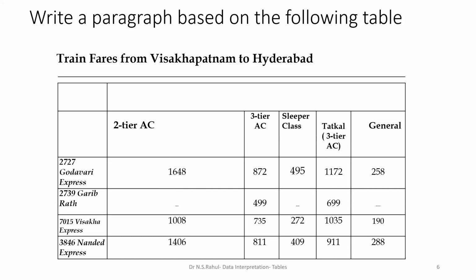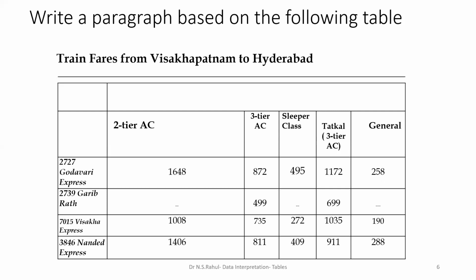In Godavari Express, for 2-tier AC, the cost of each seat is 1,648. For 3-tier AC, the cost of each seat is 872. For sleeper class, the rate of each seat is 495. For Tatkal, each seat rate is 1,172. And for general, the cost is 258.